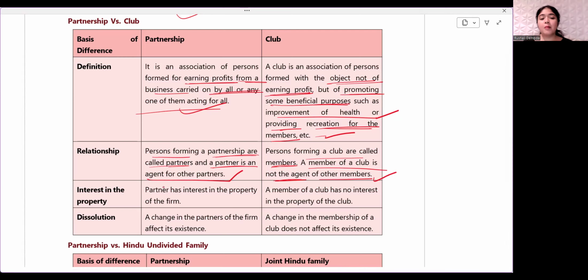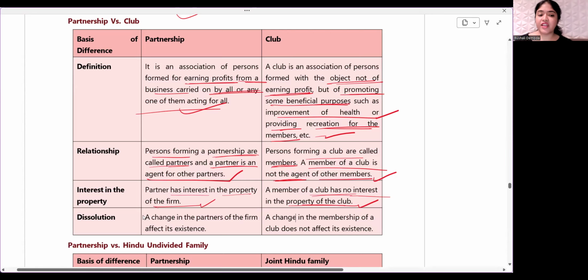Interest in property. A partner has interest in the property of the firm. A member of a club has no interest in the property of the club. So if a club is having a property, a member is entitled only to the benefits of it. Whatever money he has invested, whatever returns are being fetched by the club, that is the interest. But the property will not belong to the members.